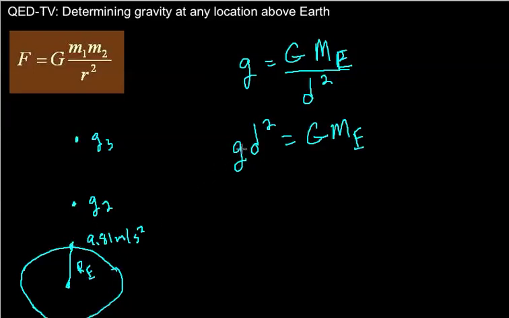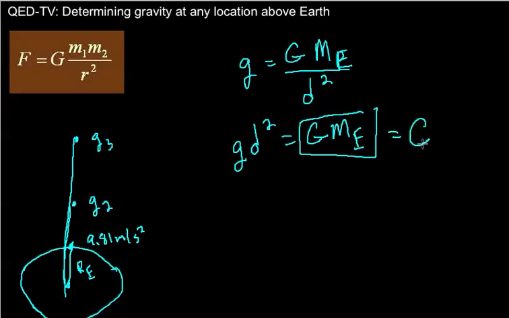If I take gravity at some location and I multiply it by the distance to that location squared, that means if I'm going to use gravity of 9.81, I'm going to take it times the radius of the Earth squared. If I take gravity at G2, I'm going to take it times the distance from here down to here squared. Or if I take the gravity here, I'm going to take the distance from here down to here squared. So no matter which gravity I choose and I multiply it by whatever distance squared to that location, it's always going to be the same thing. And this thing here is big G times the mass of the Earth, which is always going to be constant for every one of these situations.